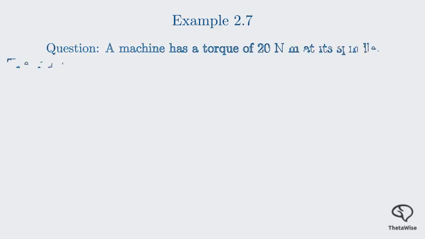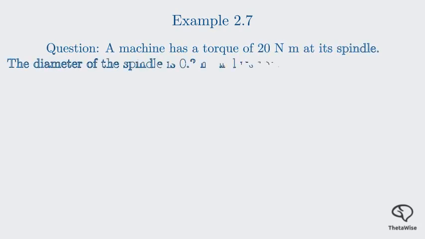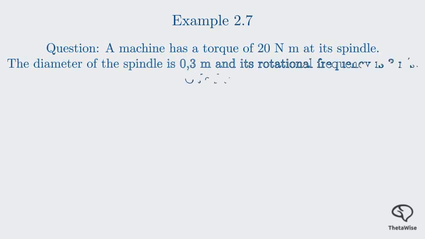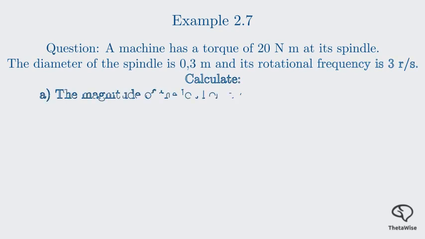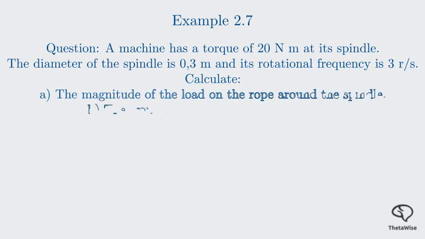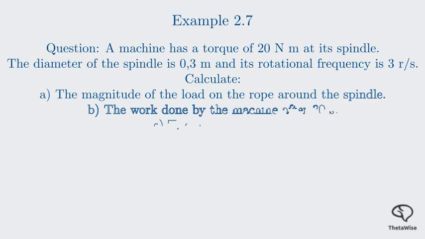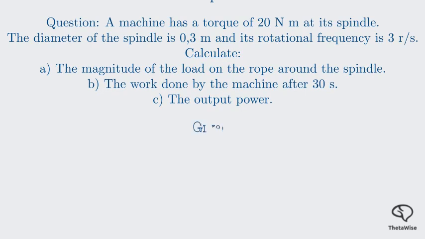In this problem, our objective is to find the load on a spindle, the work done, and the power output. The question is, a machine has a torque of 20 Newton meters at its spindle. The diameter of the spindle is 0.3 meters, and its rotational frequency is 3 revolutions per second. We need to calculate the magnitude of the load on the rope, the work done after 30 seconds, and the output power. First, let's list our given values.